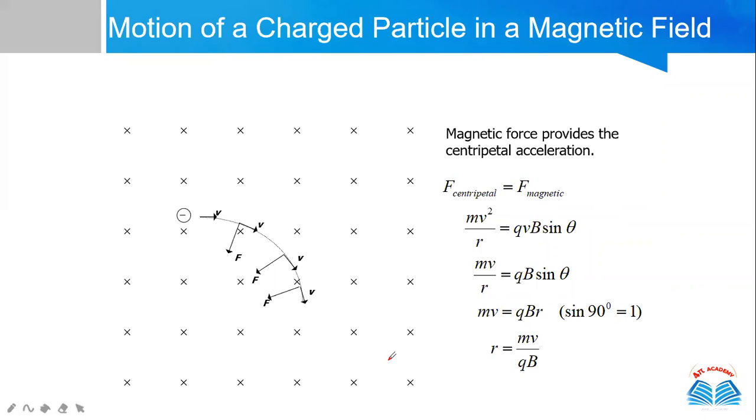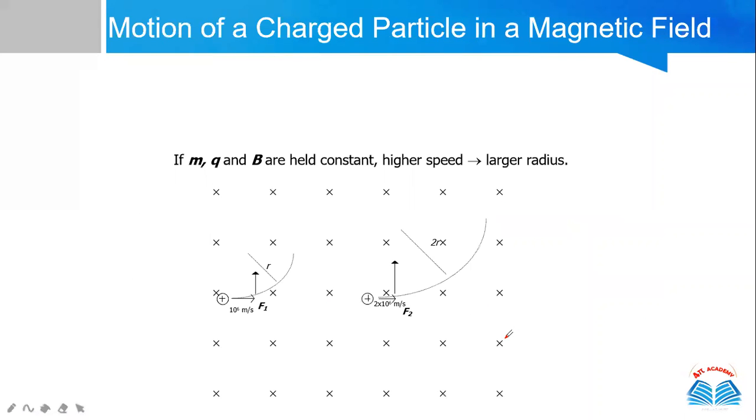Moving ahead towards the motion of a charged particle in a magnetic field, you have seen this picture now. You know that centripetal force equals magnetic force. We have done this once. So the radius of the circle we will get is R equals mv over qB. Now, if m, the mass of the charge, q, the magnitude of the charge, and B, the magnetic field, are held constant, and we increase the speed, then the radius will also increase.